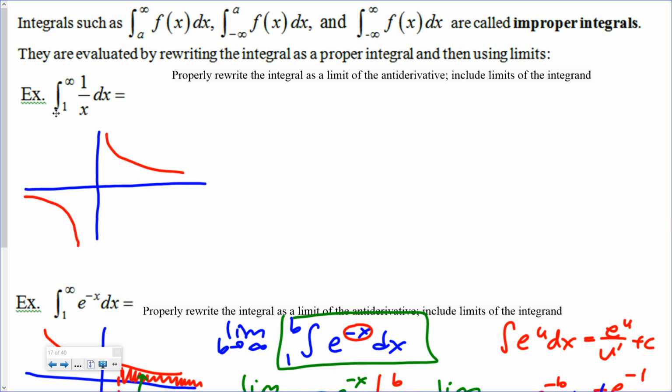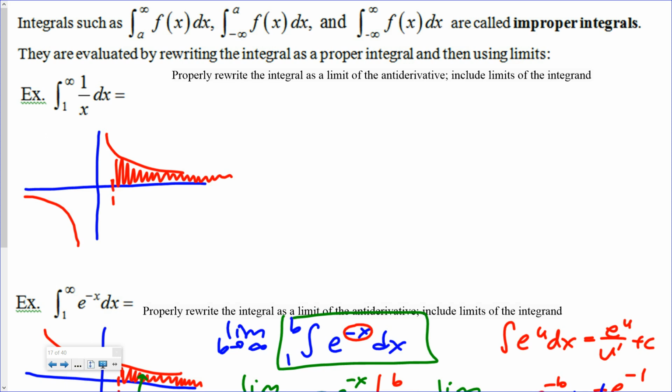Right? And if I want the integral from 1 to infinity, what I'm saying is get the area under this curve from 1 to infinity. So until it goes to infinity. Okay? And intuitively, what do you think this area under the curve is? Infinity, right? It looks like it's infinity.